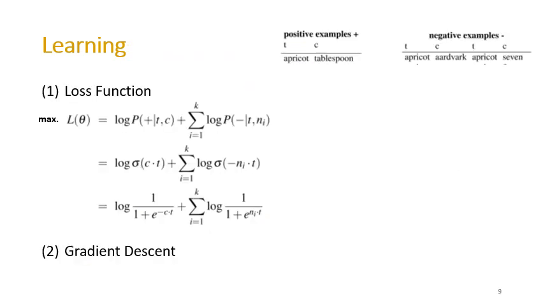So same as learning the weights in the logistic regression, there are 2 main components to learn the vectors in word2vec. The first component is the loss function. It tells us what to maximize or what to minimize. Well, if you just take the minus of this function, then you minimize the function. But here we are maximizing this loss function.